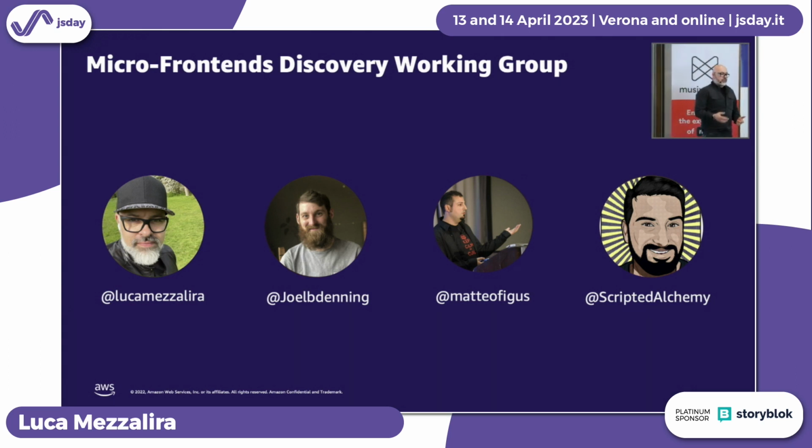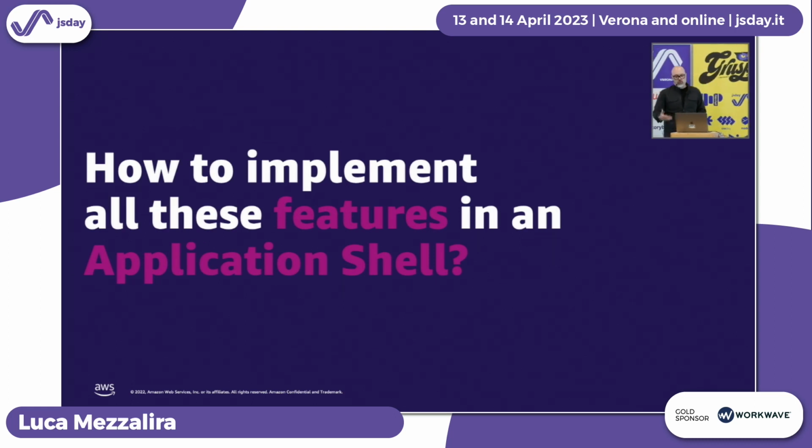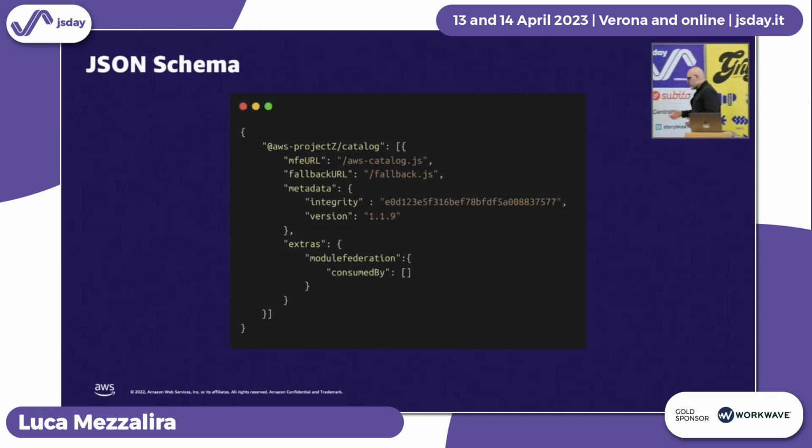So what I did, I just called my friend Joel, the creator of Single SPA, Zach, the creator of Module Federation, and Matteo, a colleague of mine and also the creator of Open Components. Those three are probably the major micro-frontends frameworks out there. And we started to think together and collaboratively come up with a solution for solving the problems that we just have seen. So how to implement all the features that we described inside an application shell. So we started to rumble a few ideas.